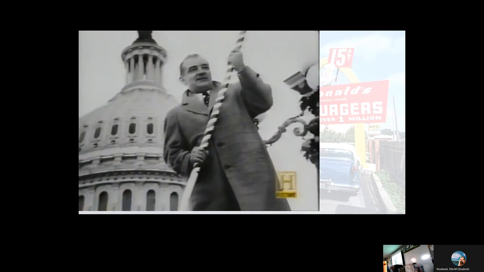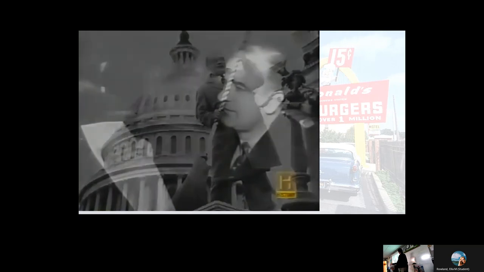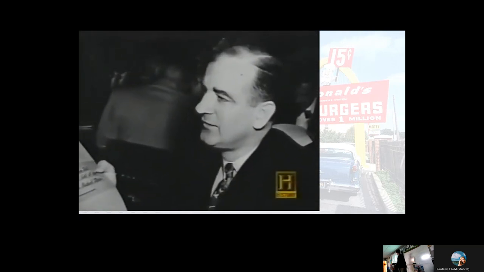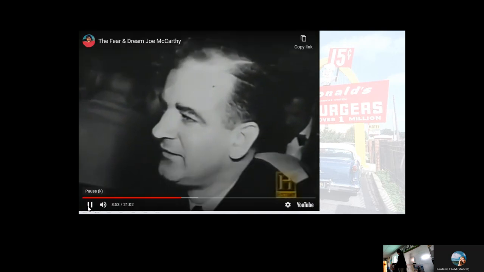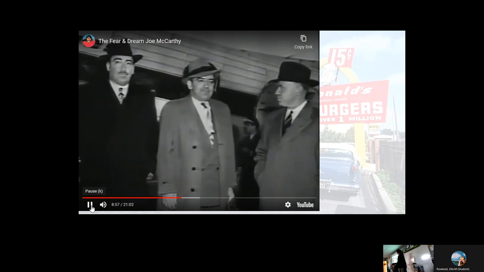Joe McCarthy had little to show for his first 4 years in Washington. A group of newspaper correspondents named him the worst member of the United States Senate. That's saying a lot. With re-election approaching, he was a candidate desperate for an issue. On February 9th, 1950, McCarthy arrived in Wheeling, West Virginia.